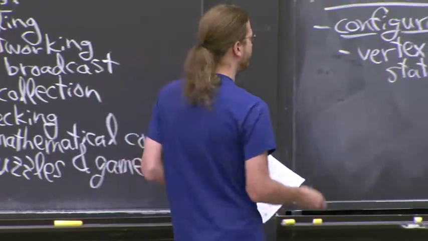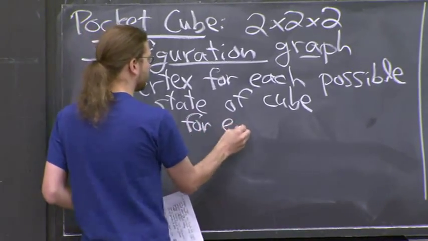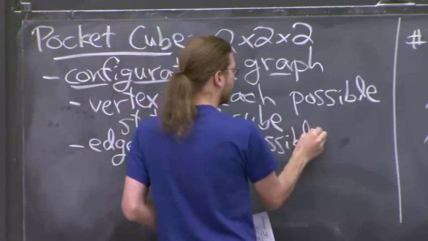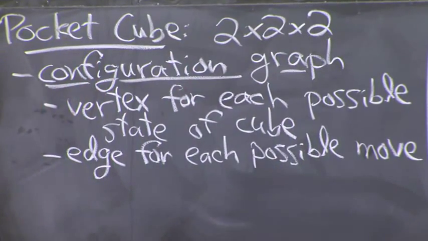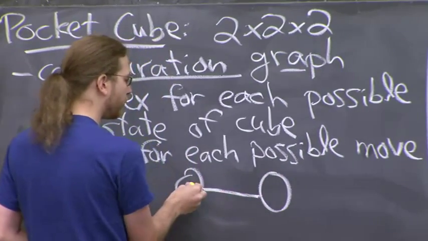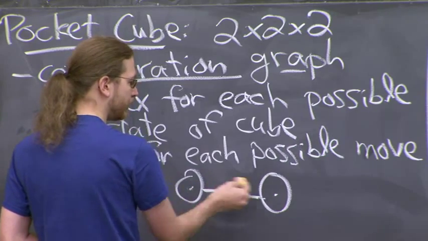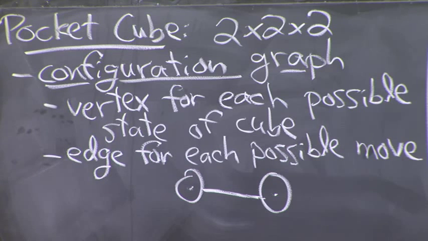OK, that was vertices. I should talk about edges. Every move takes you from one configuration to another. You could traverse it in one direction, make that move. You could also undo that move. Because every move is undoable in a Rubik's Cube, this graph is undirected. Or you can think of it as every edge works in both directions.